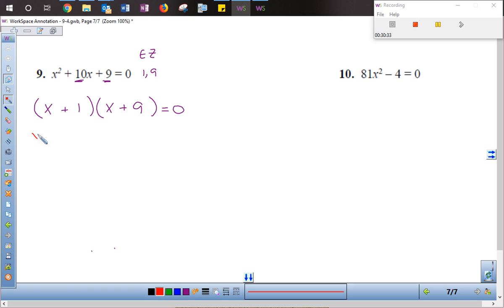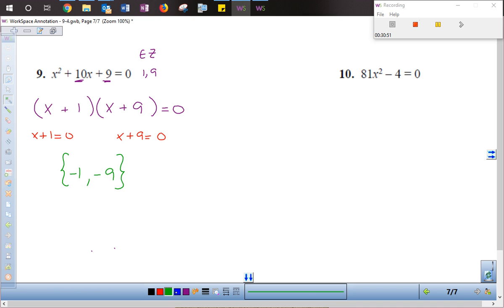Now, by the zero product property, we can take x plus 1 equal to 0, x plus 9 equal to 0, and solve. So go ahead, pause the video, and get your two answers. Hopefully, you get -1 and -9.